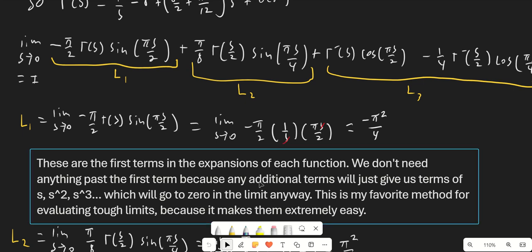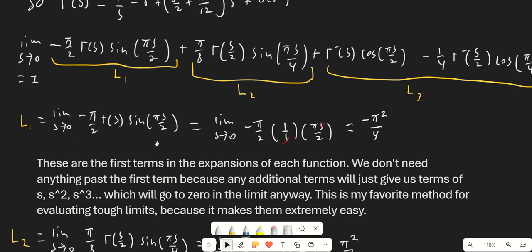And notice that we actually don't need any additional terms, because if we add more terms onto that, for example, if we wrote 1 over s minus gamma, this actually would not help us at all, because that gamma term would just get multiplied by pi s over 2, and then when we take the limit as s goes to 0, pi s over 2 goes to 0, so it would just cancel and become a 0. And the same goes for adding extra terms in the expansion for sine of s. It doesn't really help us, because those extra terms will just be multiplied by a power of s, and so they'll go to 0 when we take the limit as s goes to 0. So overall, this limit is negative pi squared over 4.